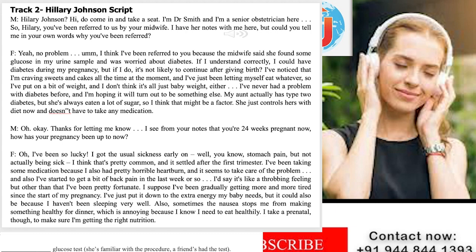My aunt actually has type 2 diabetes, but she's always eaten a lot of sugar, so I think that might be a factor. She just controls hers with diet now and doesn't have to take any medication. Oh, okay. Thanks for letting me know. I see from your notes that you're 24 weeks pregnant now. How has your pregnancy been up to now?